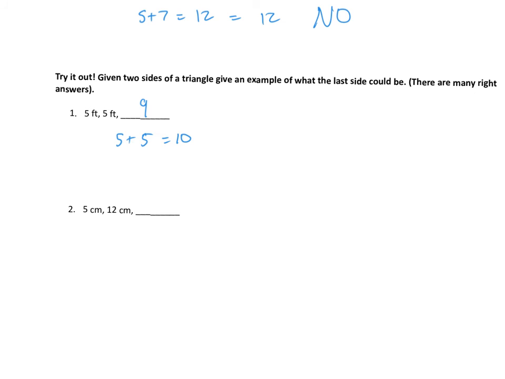5 plus 12 equals 17. So I just need something less than 17. That I could do 16. 16 is a possibility. But if I make it too small, then I risk having it smaller than 12, right? So we want our number to work, but we also want to make sure that our number cannot be too big.